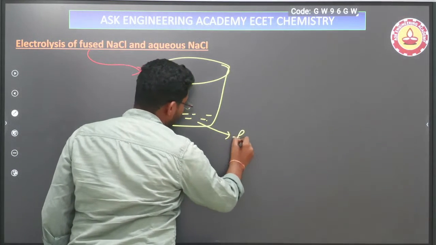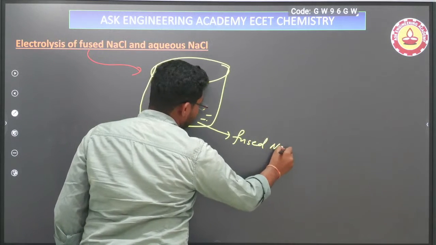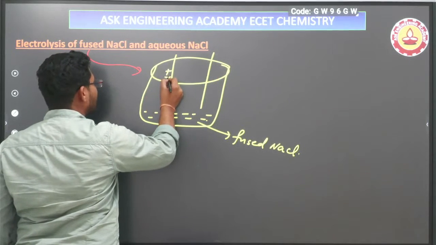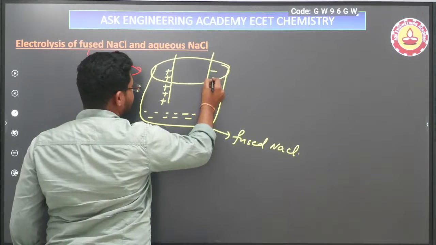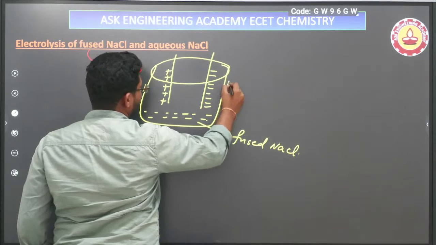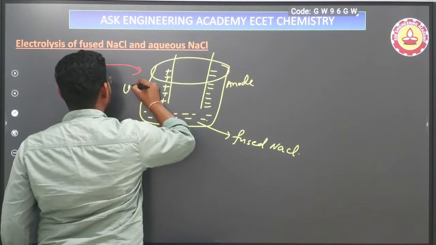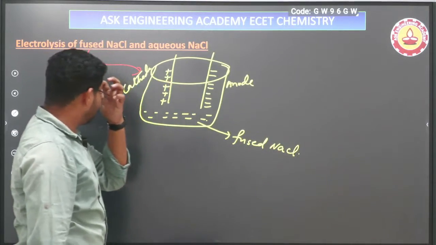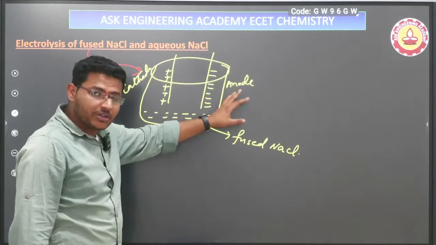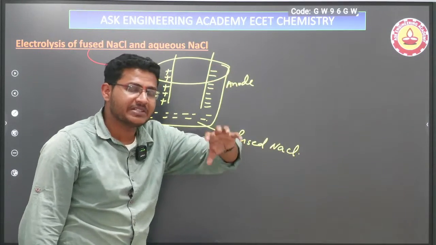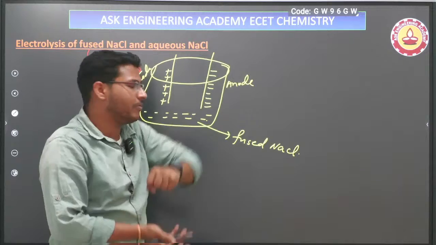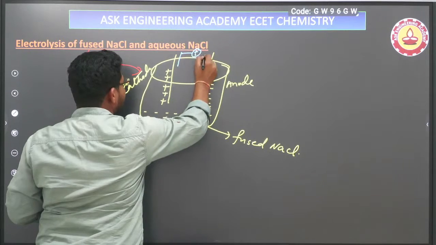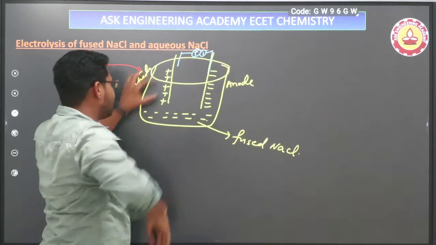I have taken fused NaCl. These are the two electrodes. This is the cathode, this is the anode. Now these two electrodes are placed in the fused NaCl. That means NaCl is in fused form, and now current is passing through it. There is a current like this, positive charge, negative charge. The current is passing through the solution.